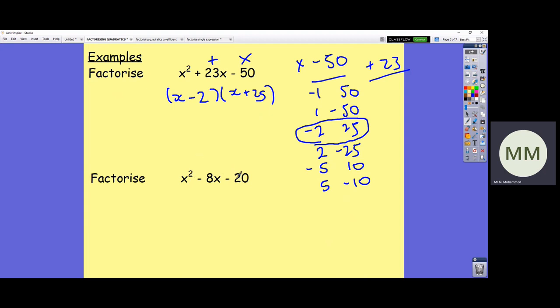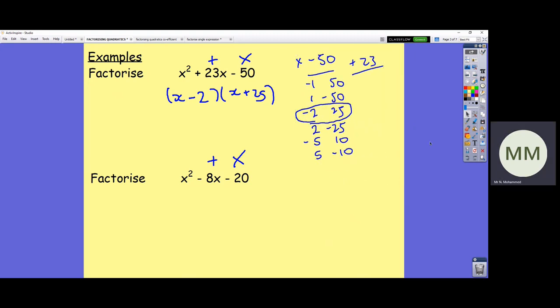Next one here, factorize x squared minus 8x minus 20. So in this question, the times to give me minus 20 and the add to give me minus 8. So I'm running out of space. Now I'm going to show you how good I am at editing. I'll make this smaller. Look at that, aren't I clever? So the times to give me minus 20 and the add to give me minus 8.